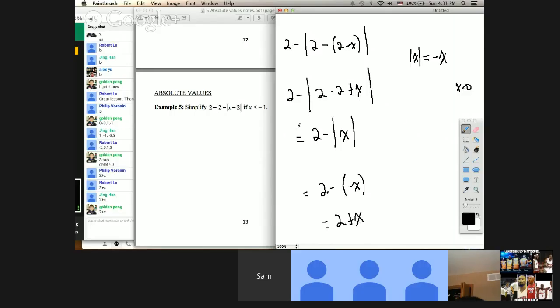So again, we started from the inside, and then we changed the absolute value of x minus 2 into 2 minus x, and then we simplified, and then we changed the absolute value of x into negative x, and then we continue to simplify. So it's kind of like a three-part job. Okay.